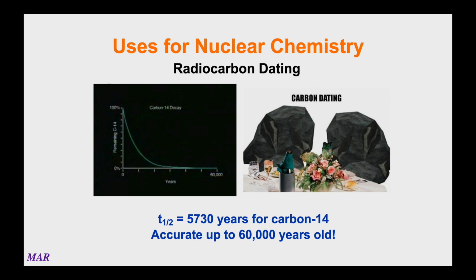And the half-life of carbon-14 is very well known at 5,730 years. So in 5,730 years, you'll be down to half the carbon-14. Another 5,730 years, you'll be down to 25%, et cetera, et cetera. So they can date things with carbon up to about 60,000 years old. That's the level of technology.